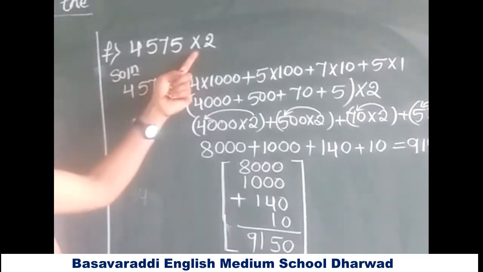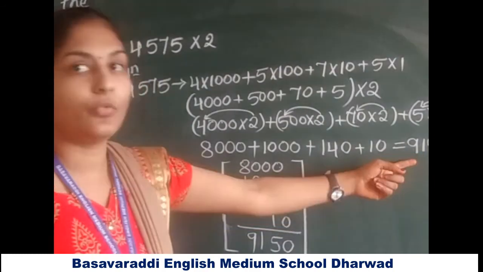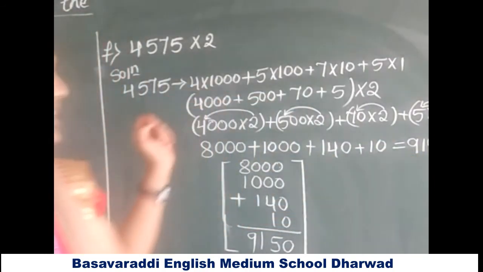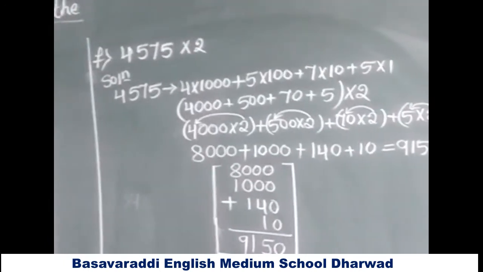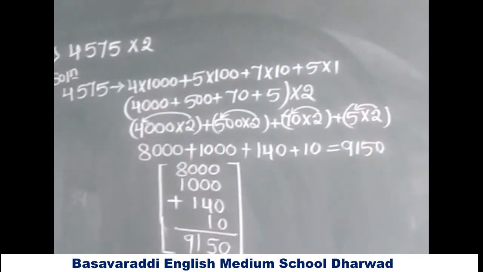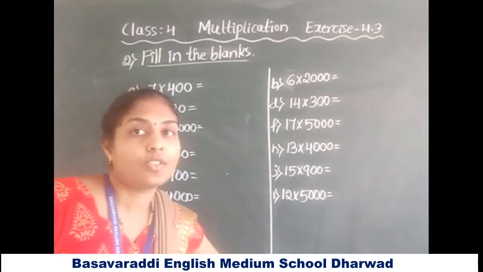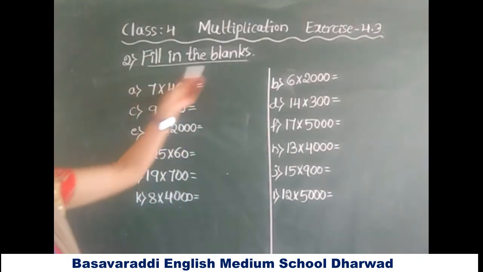Yes. The 4575 multiplied by 2, the answer is 9150. We wrote that one in the expanded form. Okay, there are two more problems you have to do with this knowledge. The next question is the second one, fill in the blanks.